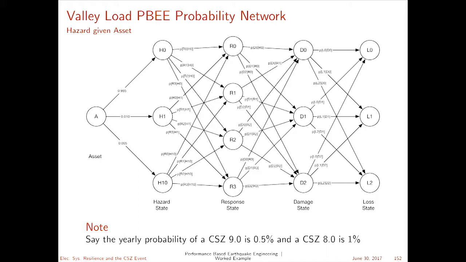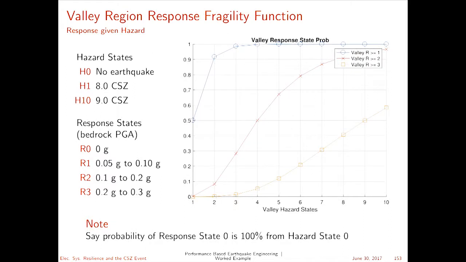So let's solve this next layer to go from hazard to response. You'll notice from hazard state 0, I have to go to 4 different responses. So it's a probability that I don't shake at all, that I have light shaking, that I have moderate shaking, or I have severe shaking. For a Cascadia 8, there's some probability that I have no shaking, light shaking, moderate shaking, and heavy shaking. So how do I determine those? Well, now I need those fragility functions to help me with this. That's what's shown on this slide.